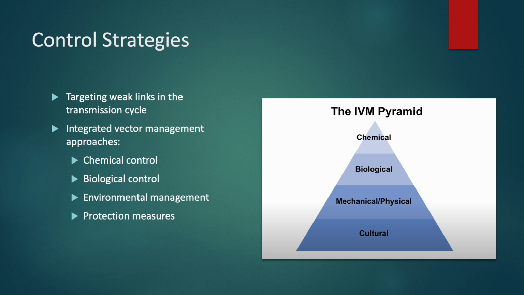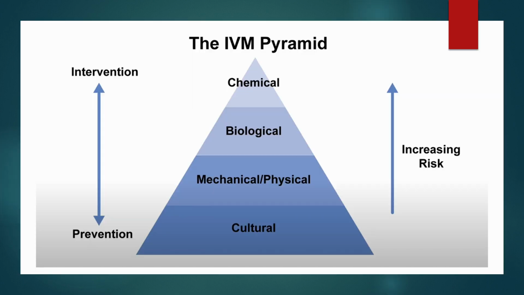Overall, we can see that at the base of the pyramid are cultural controls, followed by the mechanical and physical controls, the biological controls, and lastly the chemical controls. So this is the same image, however, it has a little bit more to it.